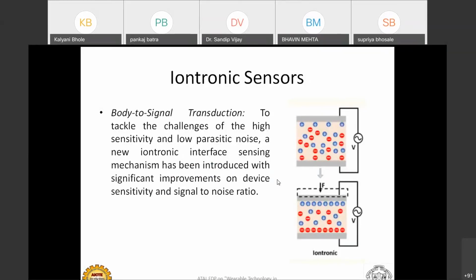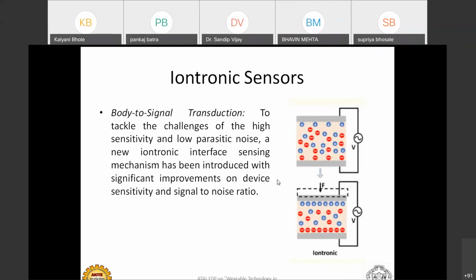Another type is ionic sensors, which are used to tackle the challenges of high sensitivity, because when there are ions, we get high sensitivity and low parasitic noise. This new type of sensing gives us an easy interface for the sensing mechanism. They have introduced a significant improvement in device sensitivity and signal to noise ratio. So this type of sensor is in use because of low noise and high sensitivity. So this is a simple one.